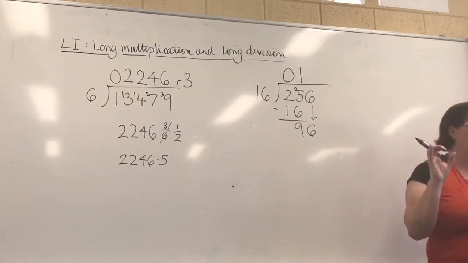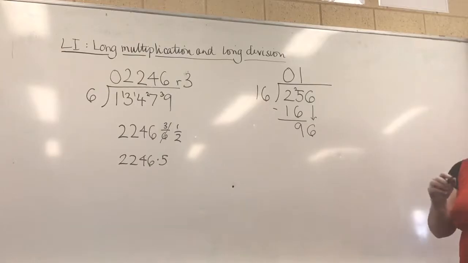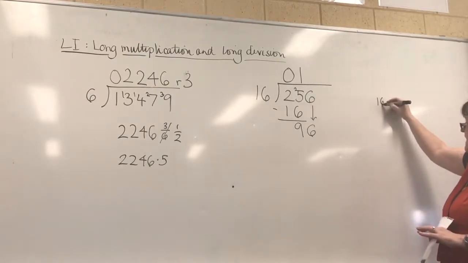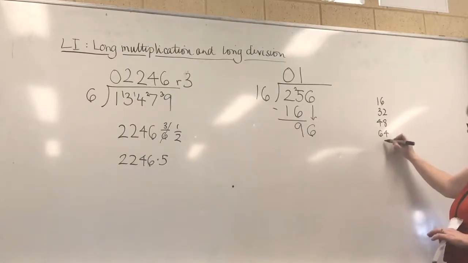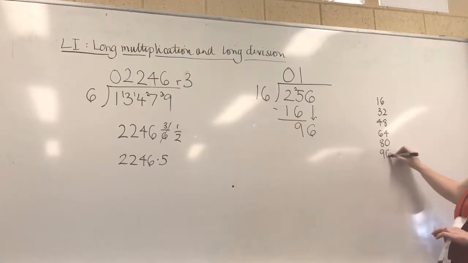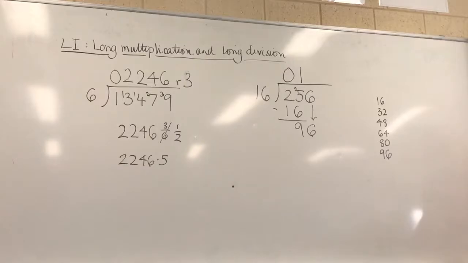Now, there's 2 ways that you can do this. You can either write yourself a little list of the multiples of 16, like that. So, 16, 32, 48, 64, 80, 96. You can do it like that, or you can do it, when we've got the next one, we'll do it the other method because it's more appropriate with much bigger numbers, is you can estimate.